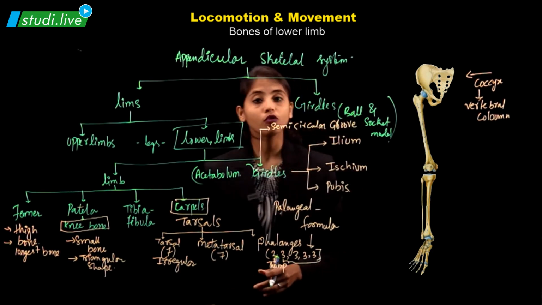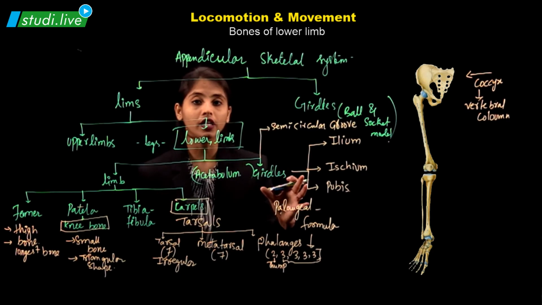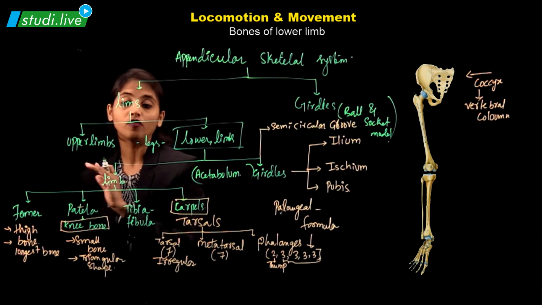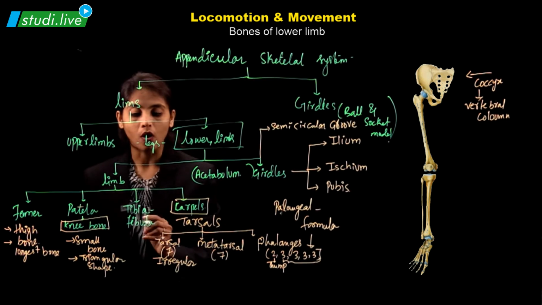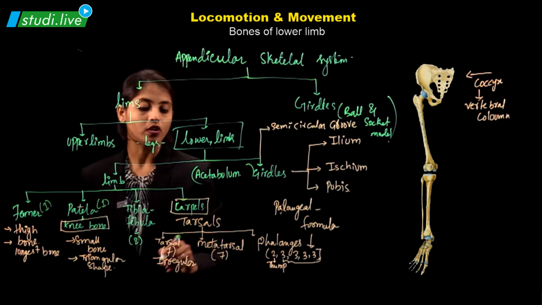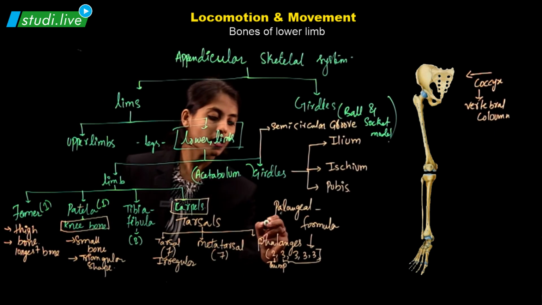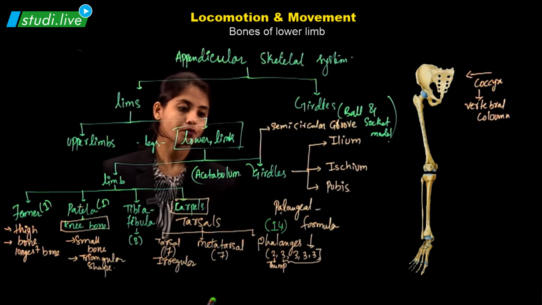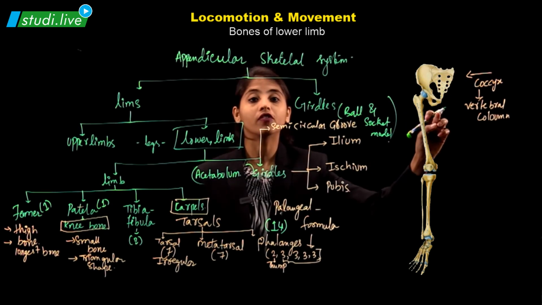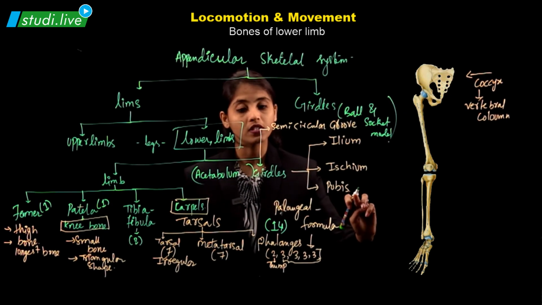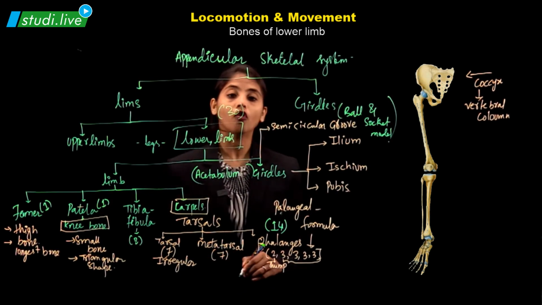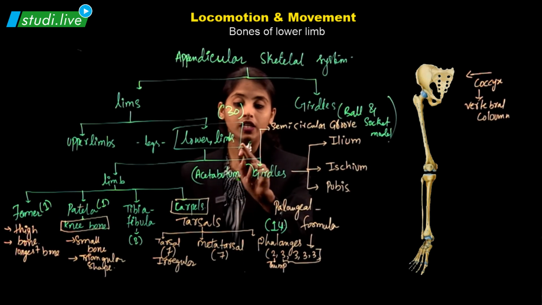Well students, I hope you've got the clarity. Altogether what we have learned is the bones of the lower limbs, which comprise the limbs and the girdle, and the limb comprises the femur, patella, tibia and fibula, which is again two. Patella is one triangular bone, femur is one triangular bone. Tarsals we have 7 and phalanges altogether 14. Then we have the girdle, which is a single bone but comprises different names, that is ileum, ischium and pubis, and that all together makes up the 30 bones of your lower limbs.